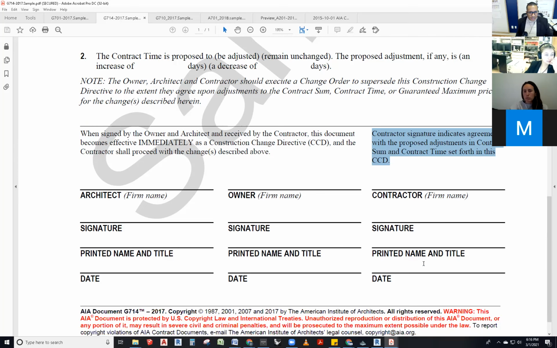Okay. Is this confusing? I mean, I have a hard time explaining it. So change order is agreed upon by everybody. Construction change directive, the only two people that need to agree on it is the architect and the owner. That's it. Nobody else needs to agree to it. And the contractor shall do it. He must deliver it, whatever the change is.